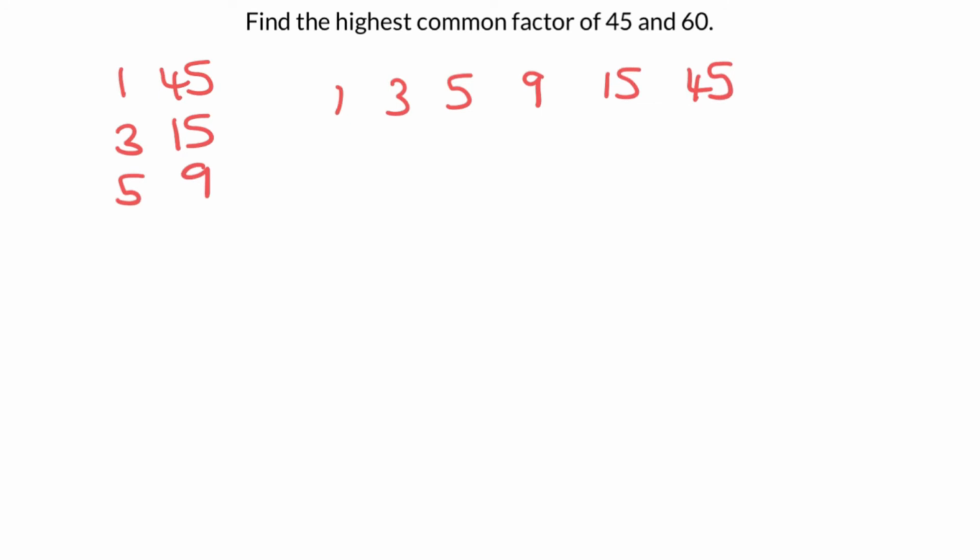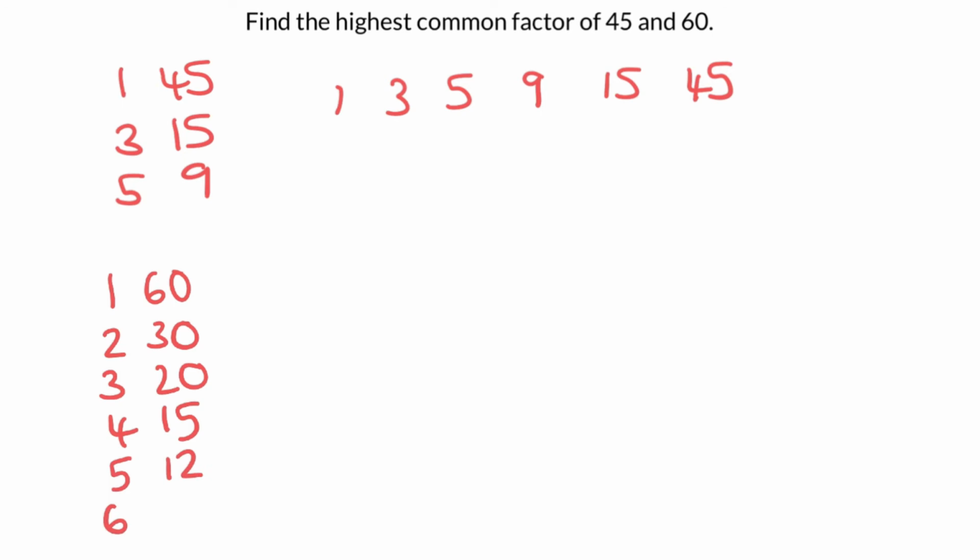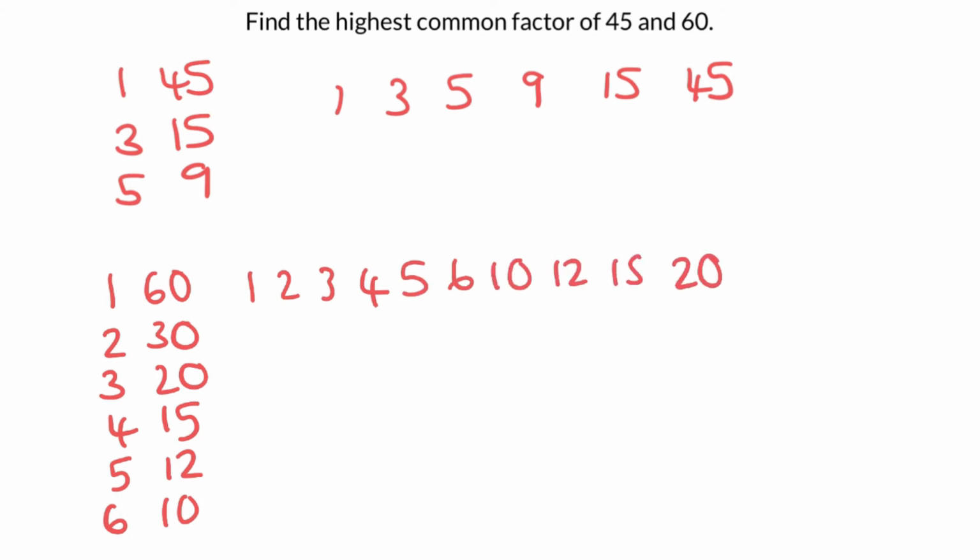Right, let's have a little think about what times together to make 60. So we've got 1 and 60, 2 and 30, 3 and 20, 4 and 15, 5 and 12 and 6 and 10. So I'll write those out in ascending order as well: 1, 2, 3, 4, 5, 6, 10, 12, 15, 20, 30 and 60.